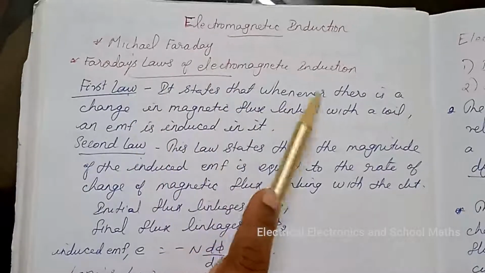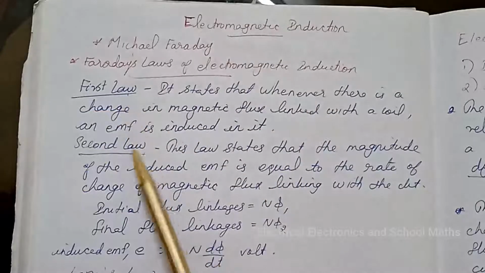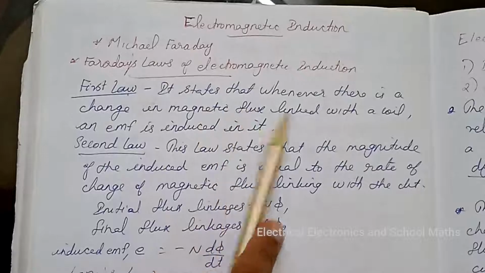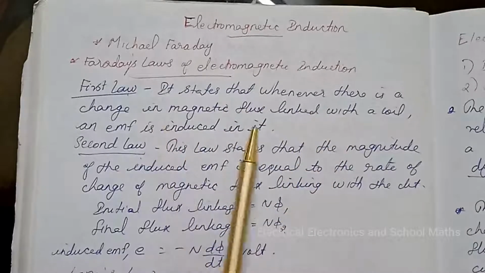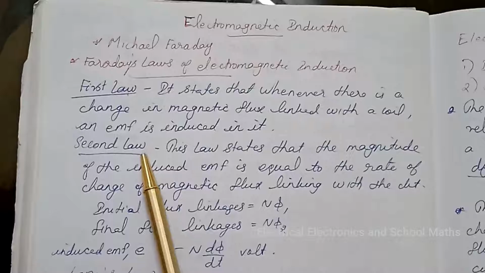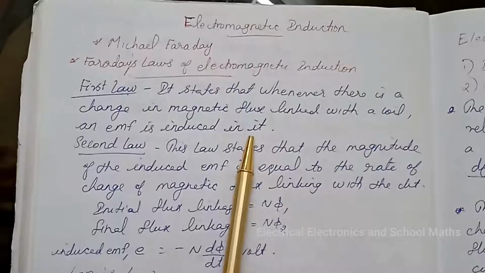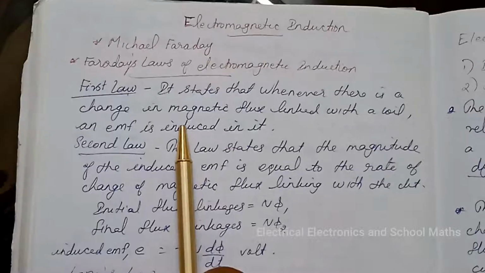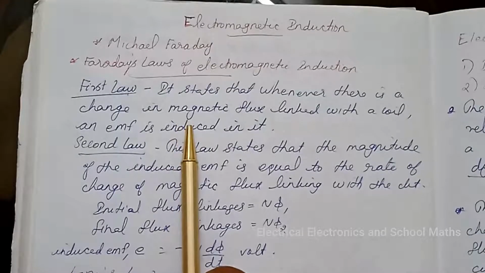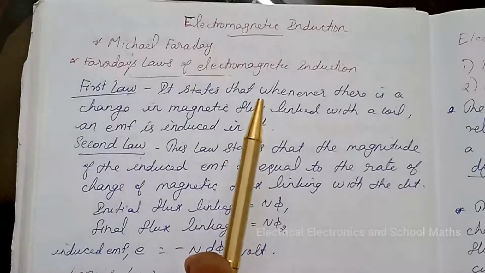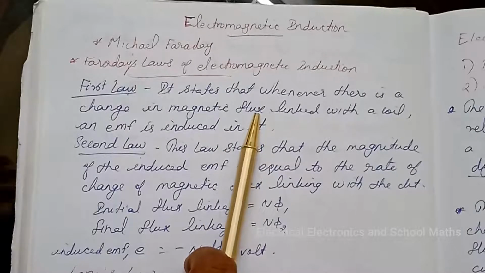Faraday's laws of electromagnetic induction. There are two laws. First law states that whenever there is a change in magnetic flux linked with a coil, an EMF is induced in it. Or we can say whenever a conductor cuts magnetic flux, an EMF is induced in that conductor.